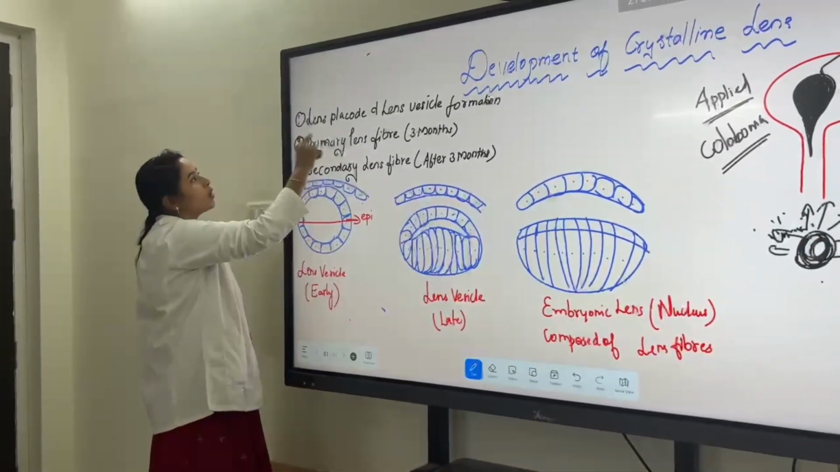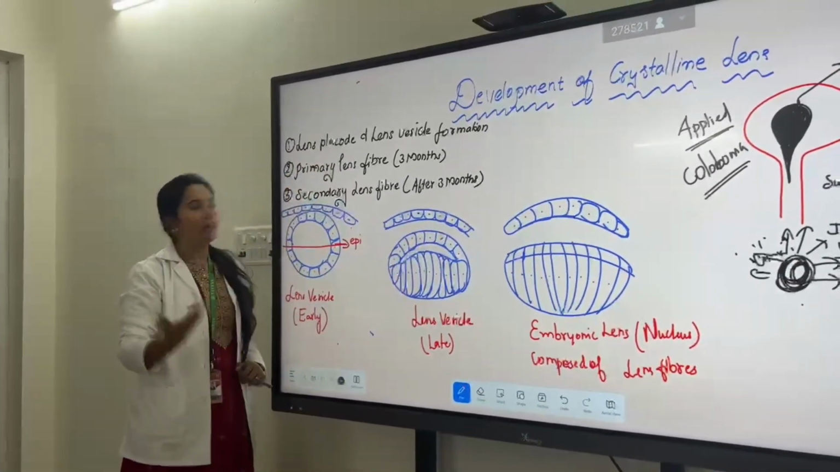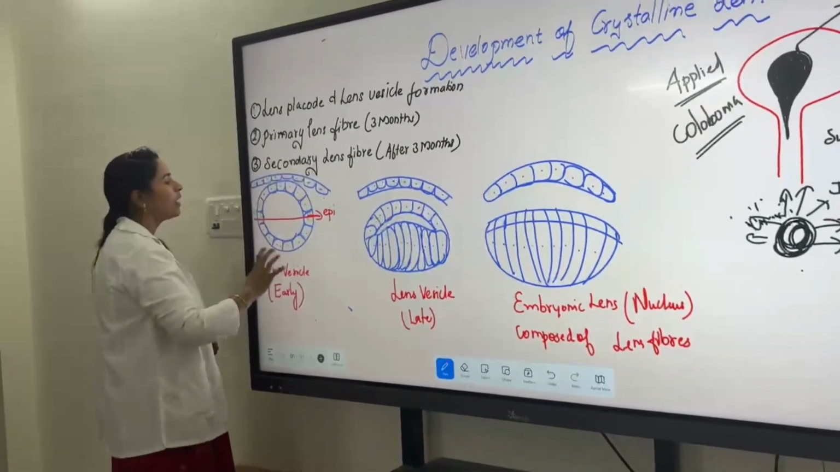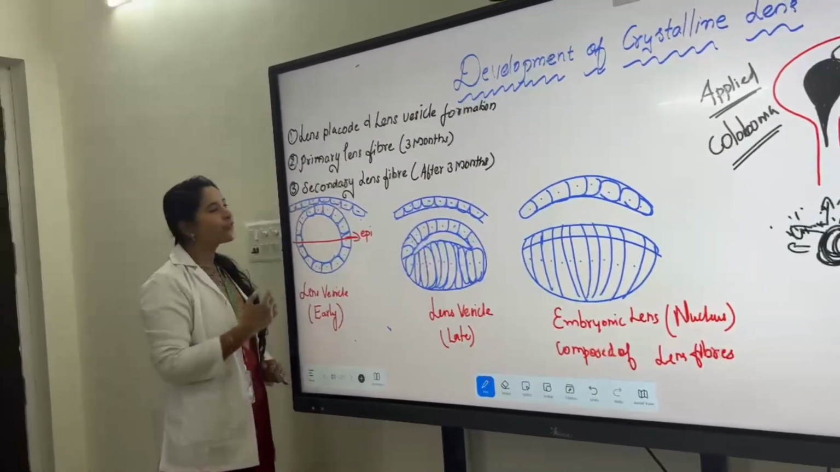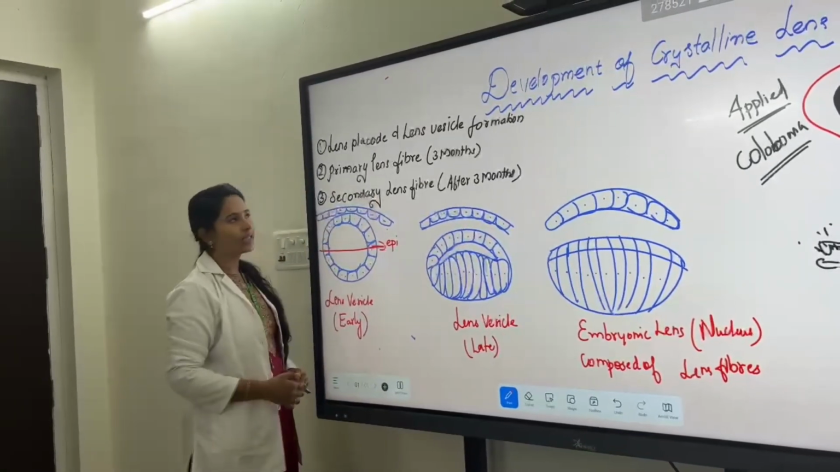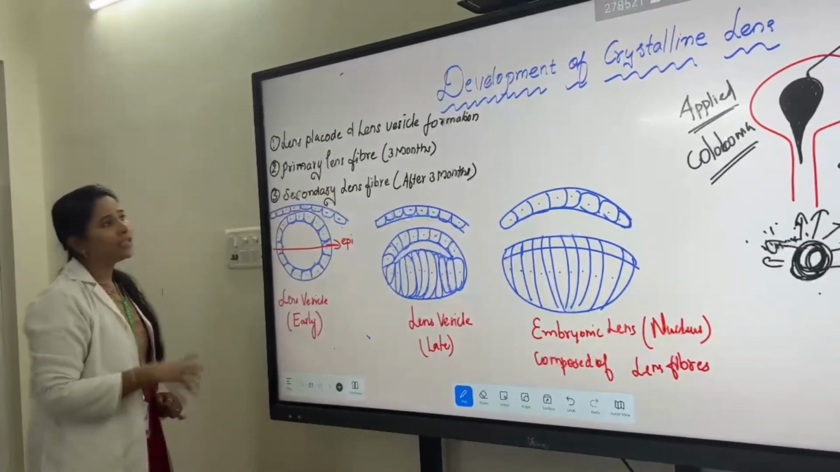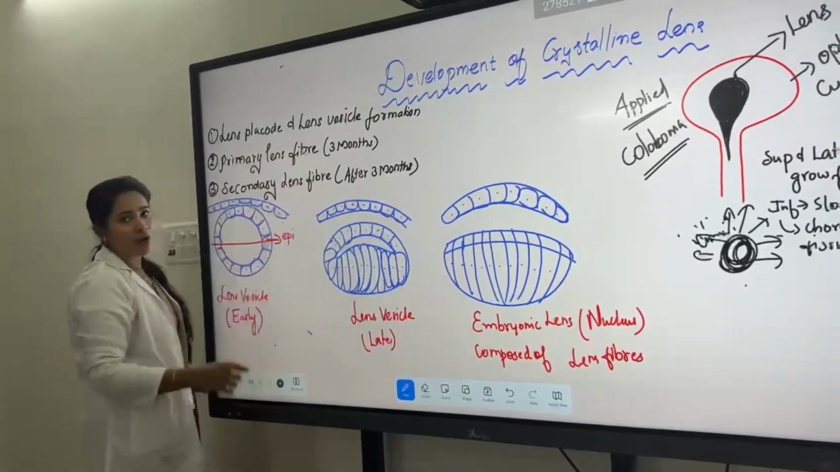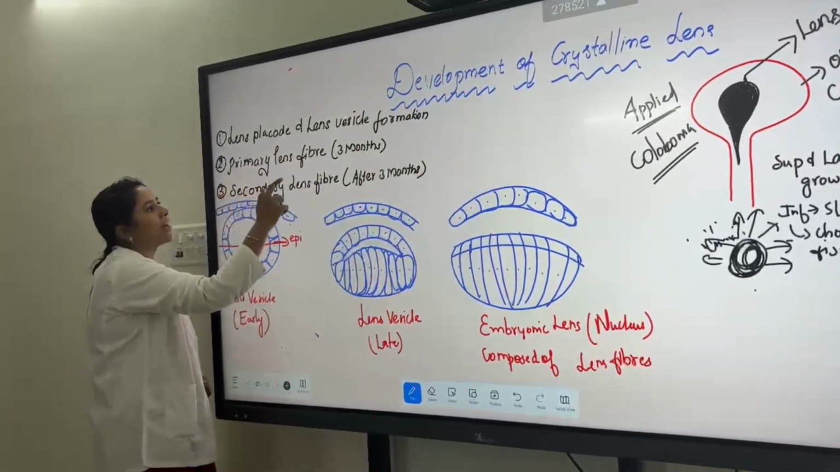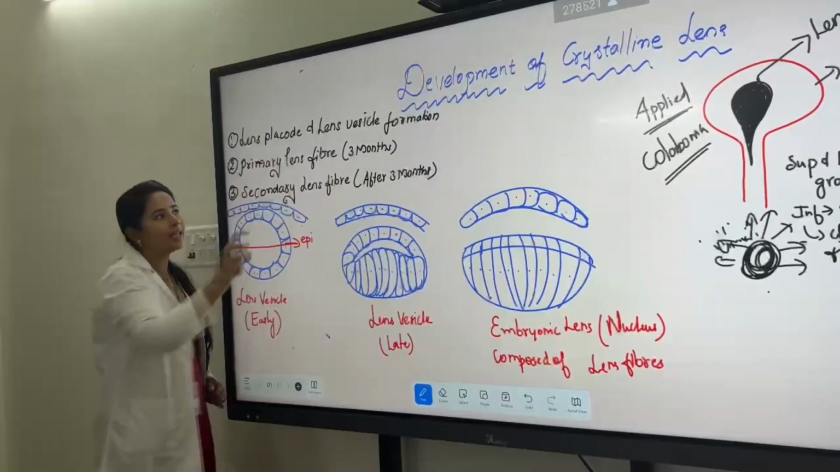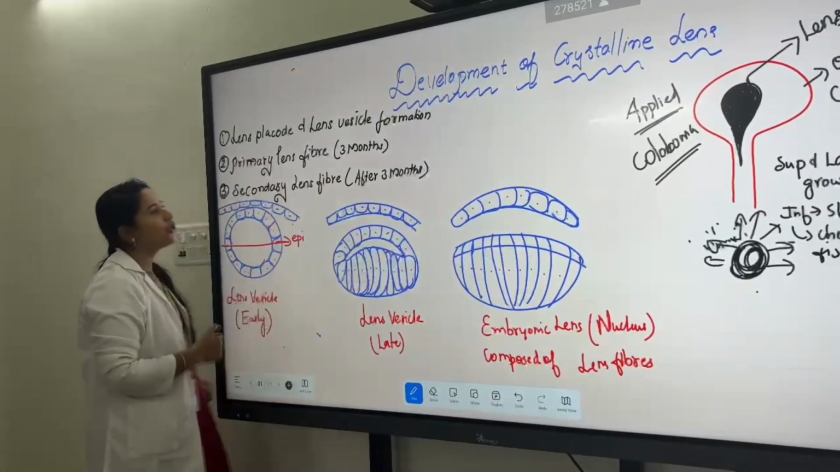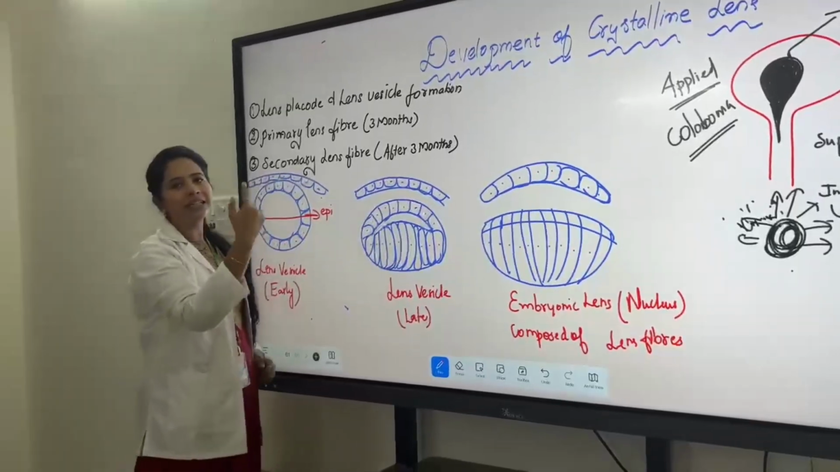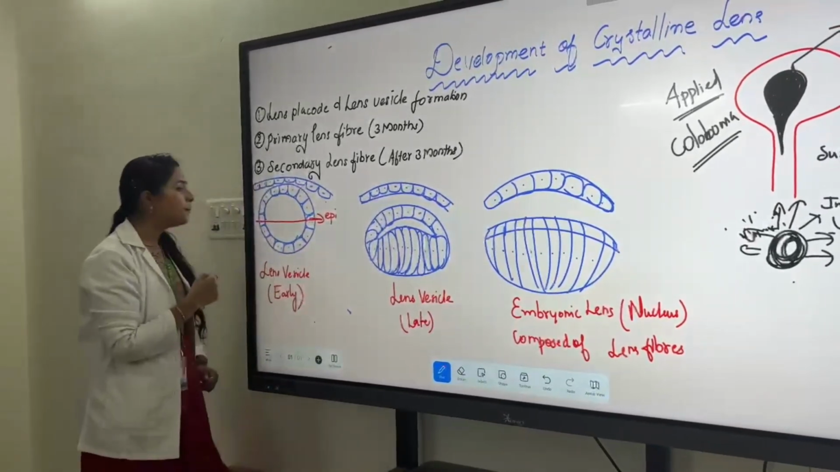So already I have told you how the lens placode came. The lens placode came from the surface ectoderm. Now I am telling how the primary lens fiber and secondary lens fiber arise. In the development of the lens, we will have three stages. First the lens placode and lens vesicle formation will occur. Next the primary lens fiber will start at 3 months of age, and next is the secondary lens fiber after 3 months of gestation period.